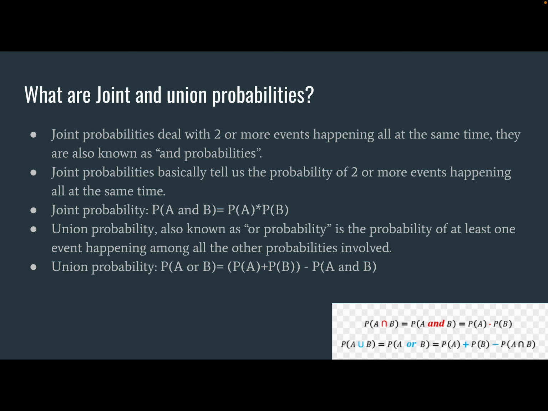On the other hand, union probabilities, also known as OR probabilities, give the probability of at least one event happening among all the other events mentioned in the problem. So, the equation for finding union probability is probability of A or B equals probability of A plus probability of B, and that sum minus probability of A and B.